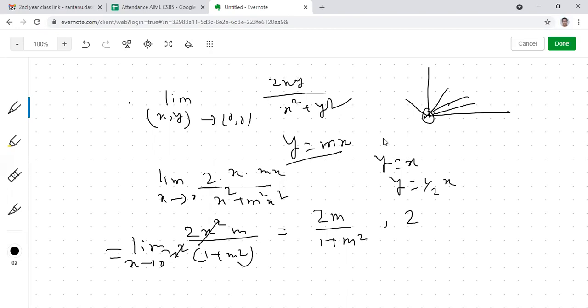So that's why, by this family of straight lines, we are showing that the limit doesn't exist for this function at the point (0, 0) without taking two different paths separately. Rather, by taking a family of paths, we are showing that the limiting value is dependent on the variable of the path. That's why the limit doesn't exist here. Is that clear?